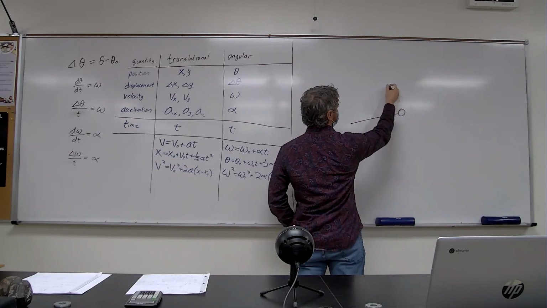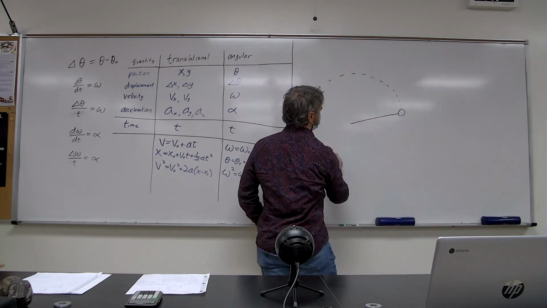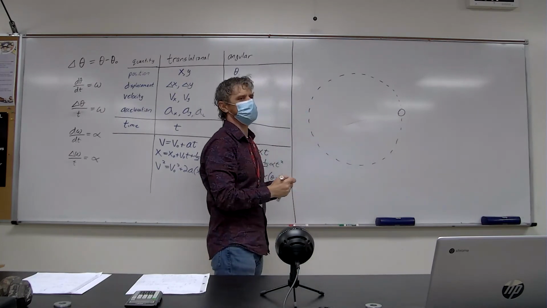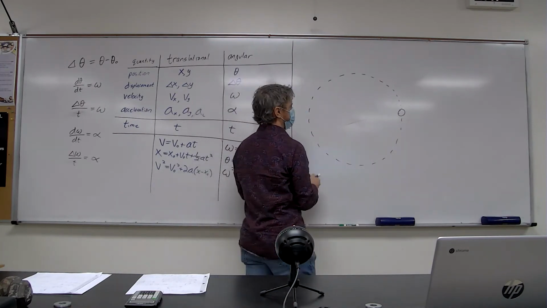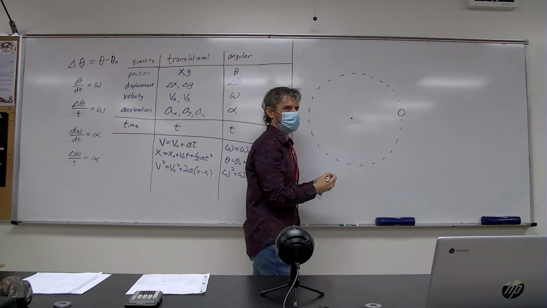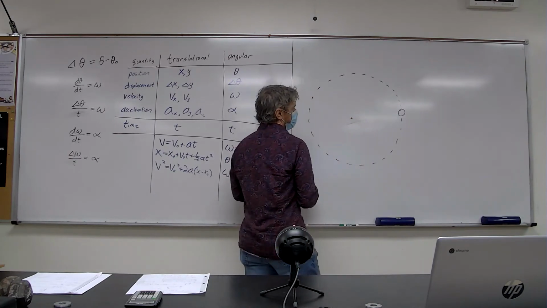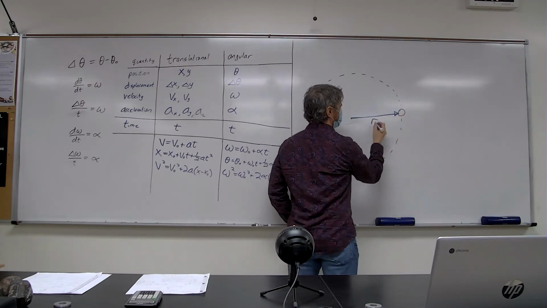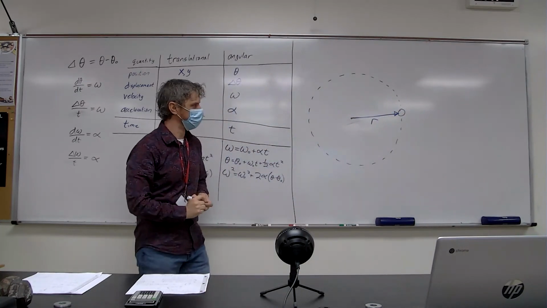Let's say we have an object at the end of a string that's just moving in a circle, or it could be a planet moving in a circular orbit. Any object moving in a circle, where the center of the circle is the origin in our coordinate system. Okay. So we can specify the position of that object with a position vector r.